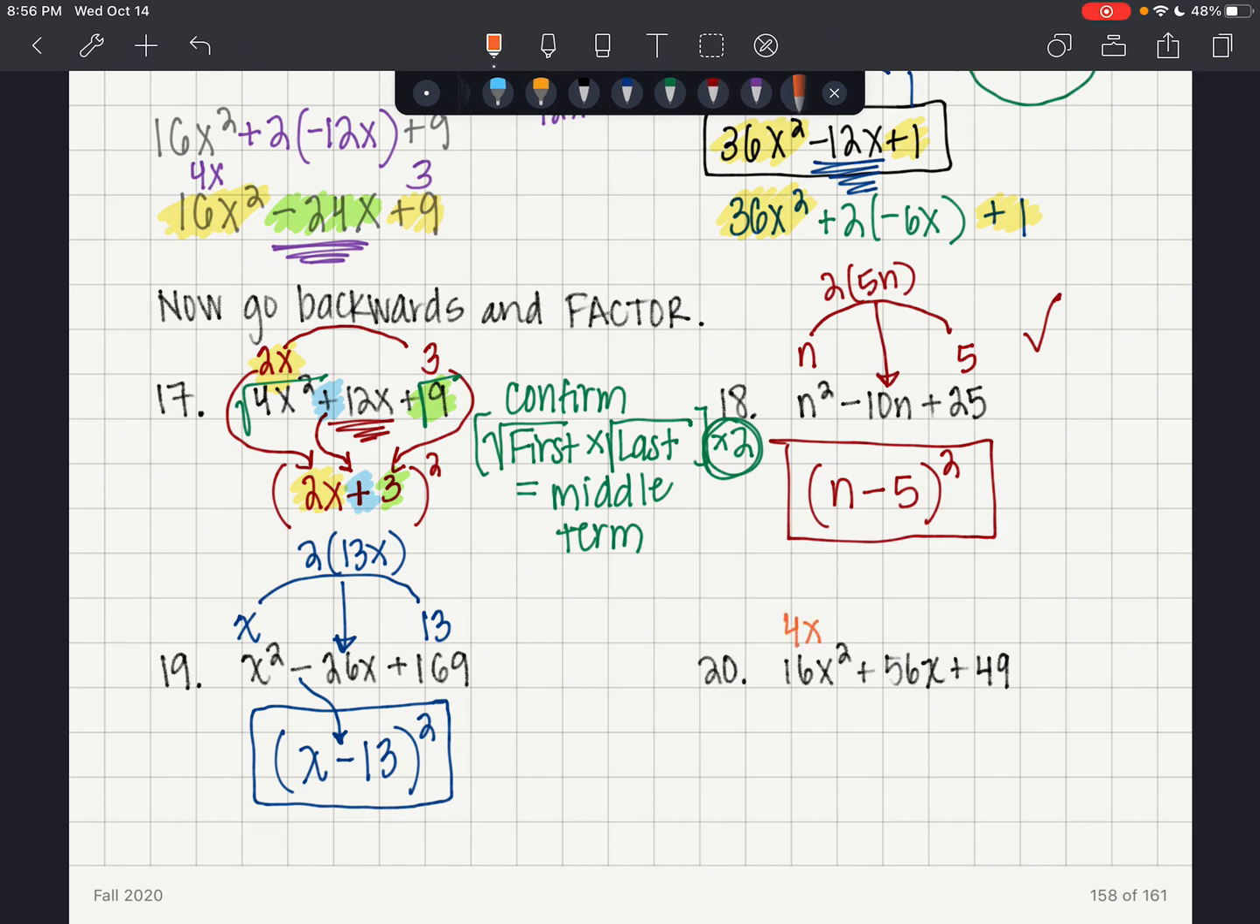Okay, I've got 4x. I've got 7. 2 times 28x is indeed 56x. Therefore, 4x plus 7 quantity squared. And do you see all the work that I'm showing? This is all the work that you can show in each and every one of your problems.